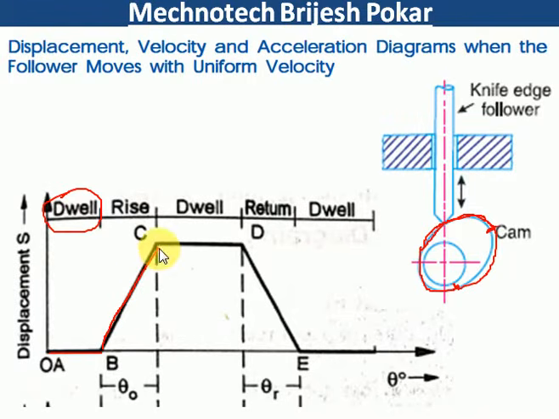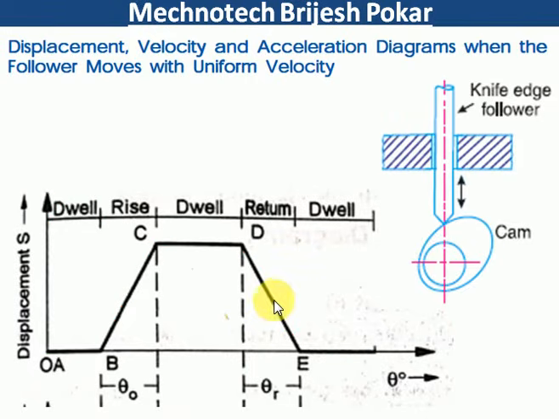And this period is called the return period. In that period the follower moves downward. So this is a displacement diagram in which this is also considered a dwell period, and this is also a dwell period. In total there is a 360-degree rotation of the cam. We have to draw the dwell, rise and return of the follower.